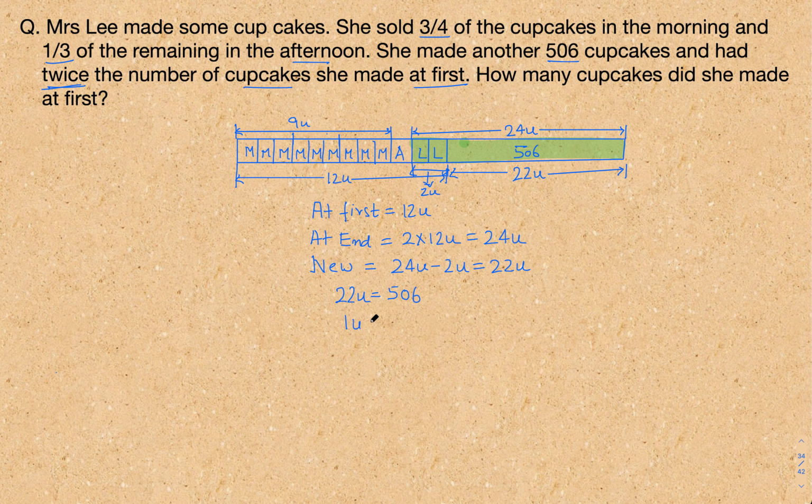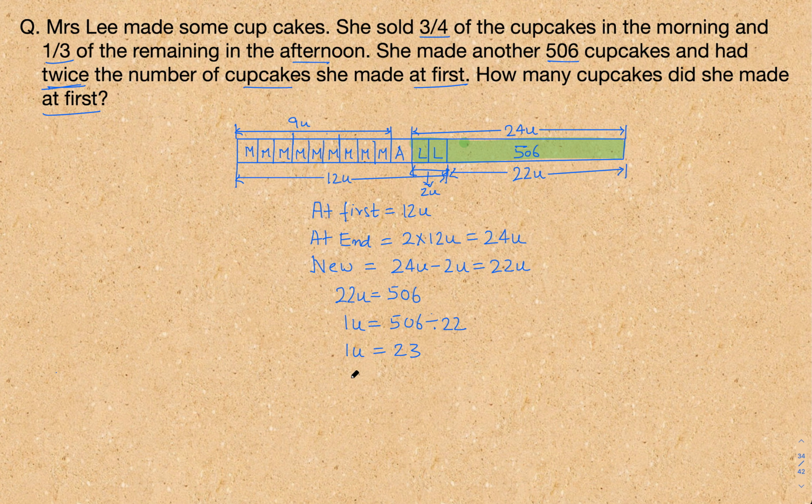So we can equate this 22 units to 506. So 1 unit will be 506 divided by 22, that will give you 1 unit equal to 23. Now since we know what is 1 unit, we should read the question first. How many cupcakes did she make at first? So we know that she made 12 units. At first she has 12 units of cupcakes.